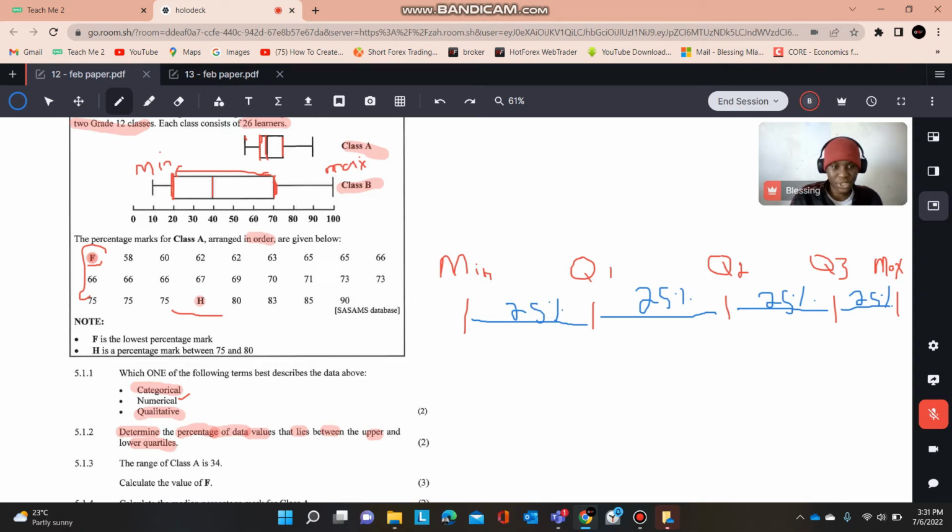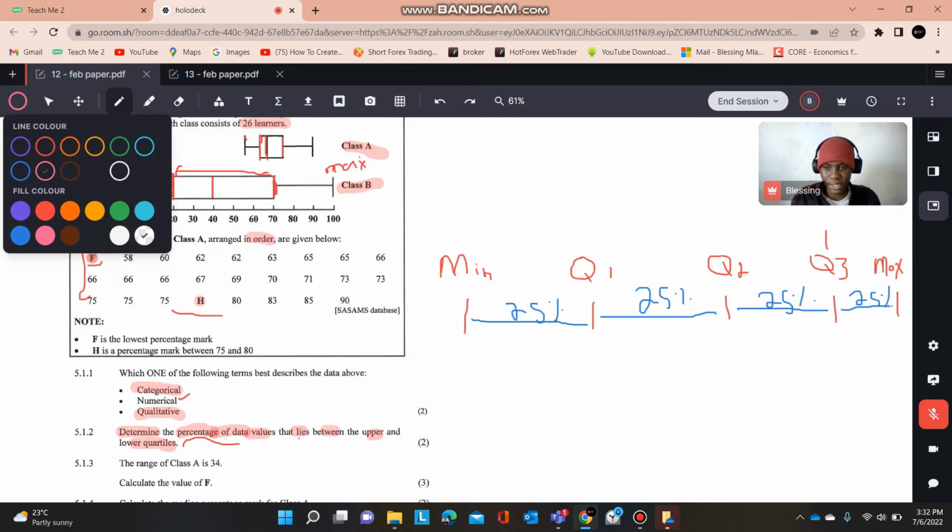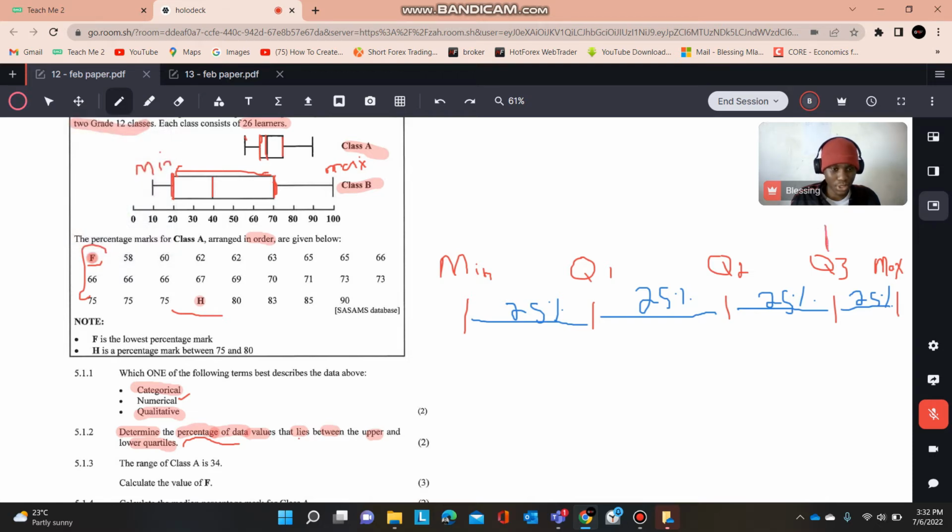So remember that quartiles divide our data values into 25%. If you get a question like this, determine the percentage of data values that lie between the upper and the lower quartile, you can just draw this diagram and say minimum, quartile 1, quartile 2, quartile 3, and max, and then write 25% in each. If you add all the 25s, they give you 100%. But they want the percentage of data that lie between the upper and the lower quartile. Remember, the upper quartile is quartile 3, and the lower quartile is quartile 1. So we're looking for the percentage of data values that lie between quartile 3 and quartile 1.